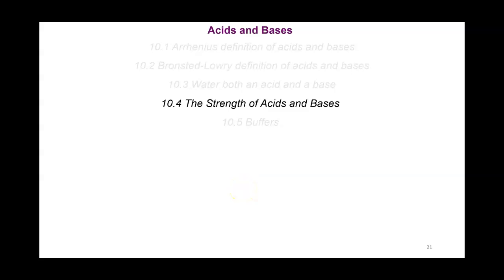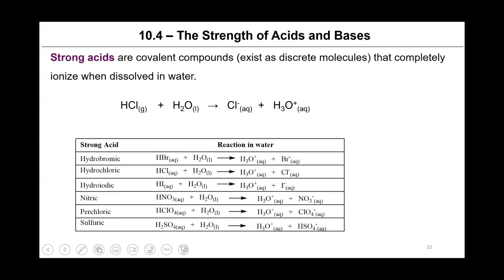In section 10.4, we discuss the strength of acids and bases. So strong acids are all covalent compounds, that is, they exist as discrete molecules that, when dissolved in water, are completely converted into ions. In particular, they will form one or more hydronium ions and an anion. And this is illustrated nicely by what happens when hydrogen chloride is dissolved in water. The acid donates a proton to water, leaving the chloride anion and creating the hydronium ion.